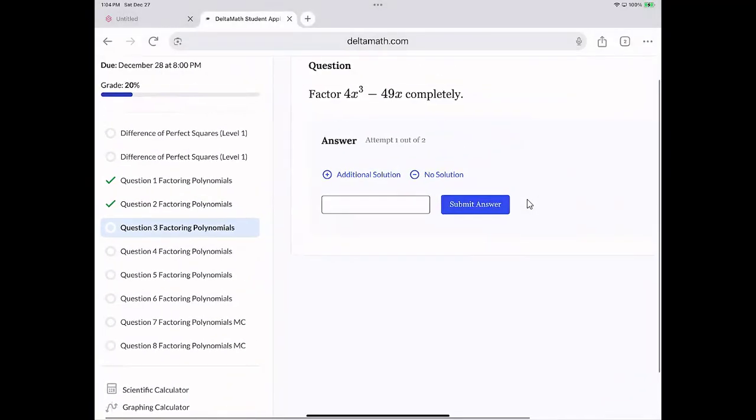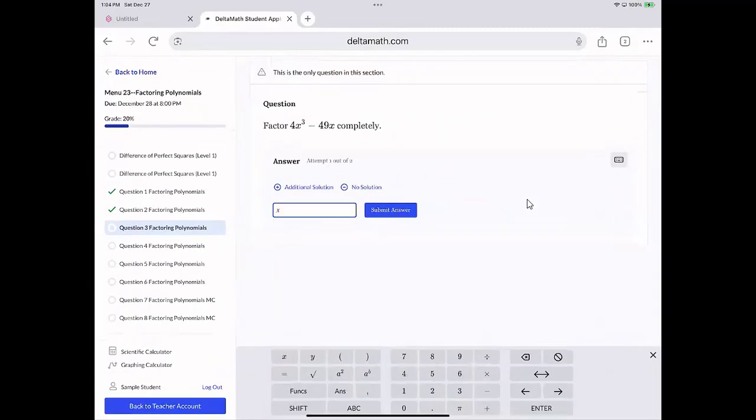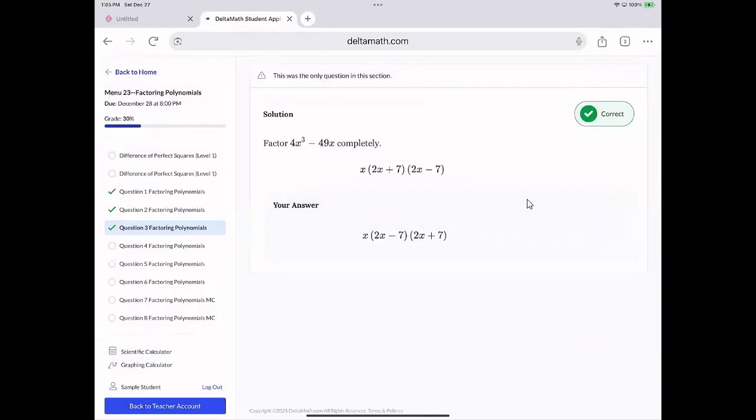So here, I'm going to put in x, and then I'm going to put parentheses. This is going to be 2x. Oops. It's supposed to be a parentheses. 2x minus 7. And then we're going to have another parentheses, 2x plus 7. All right. And then we go submit. And there we have it.